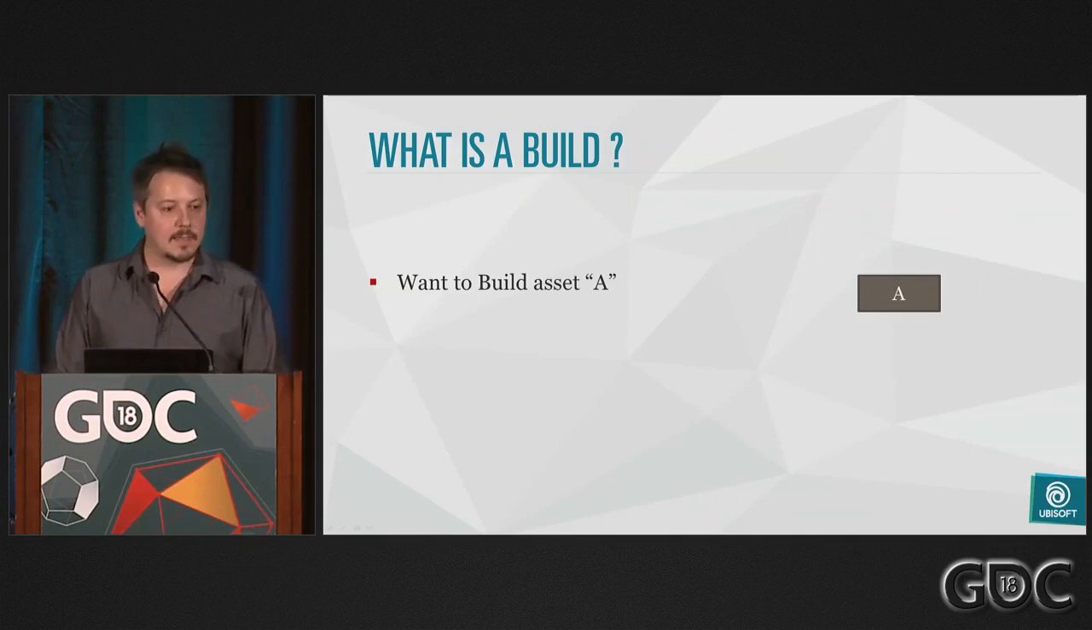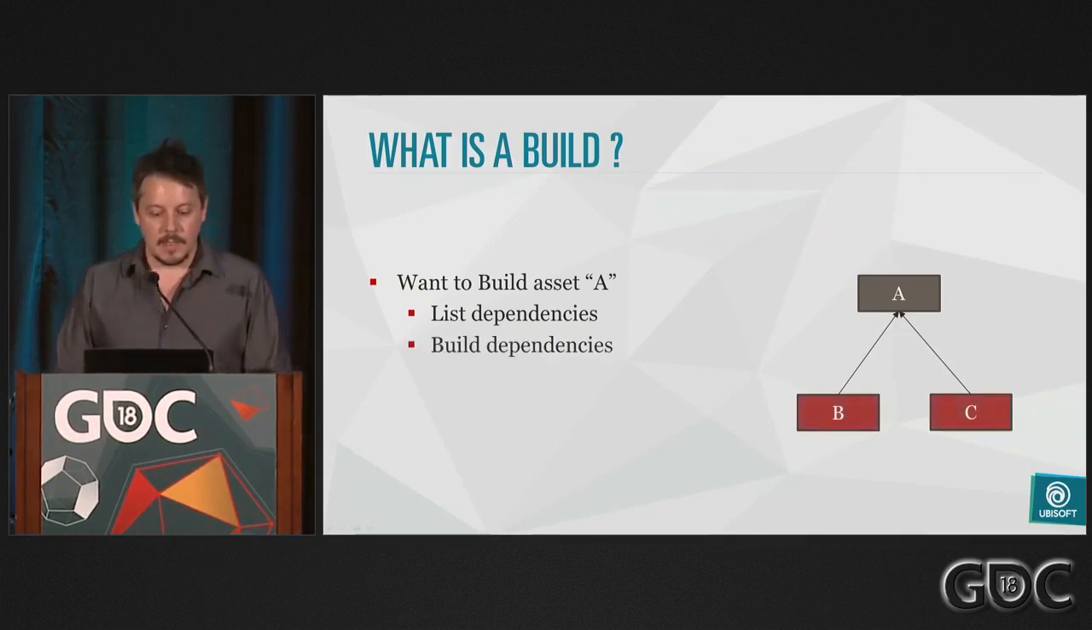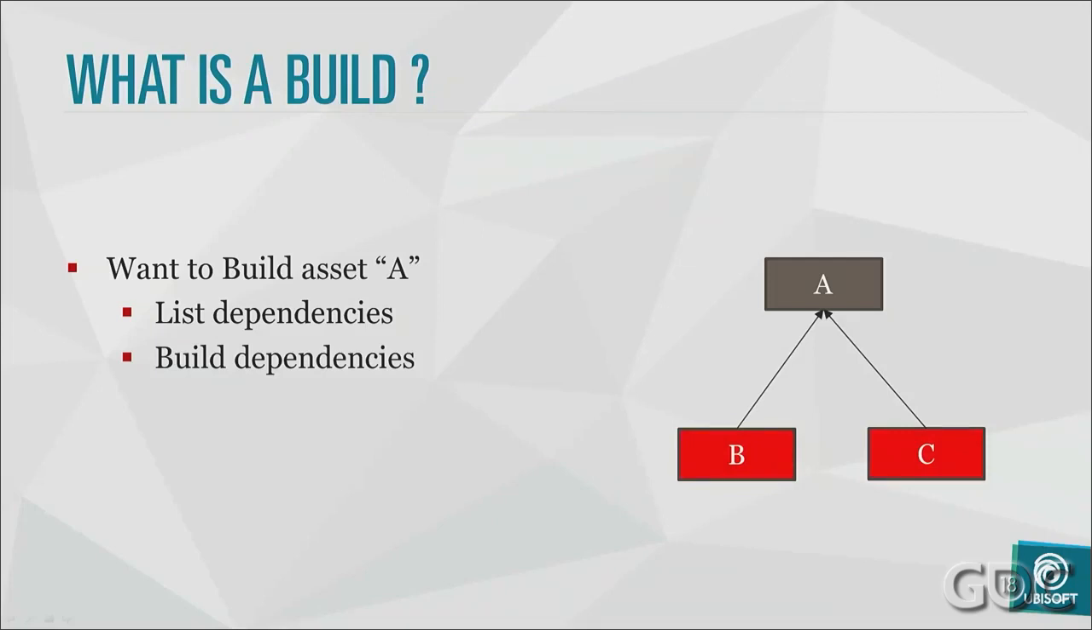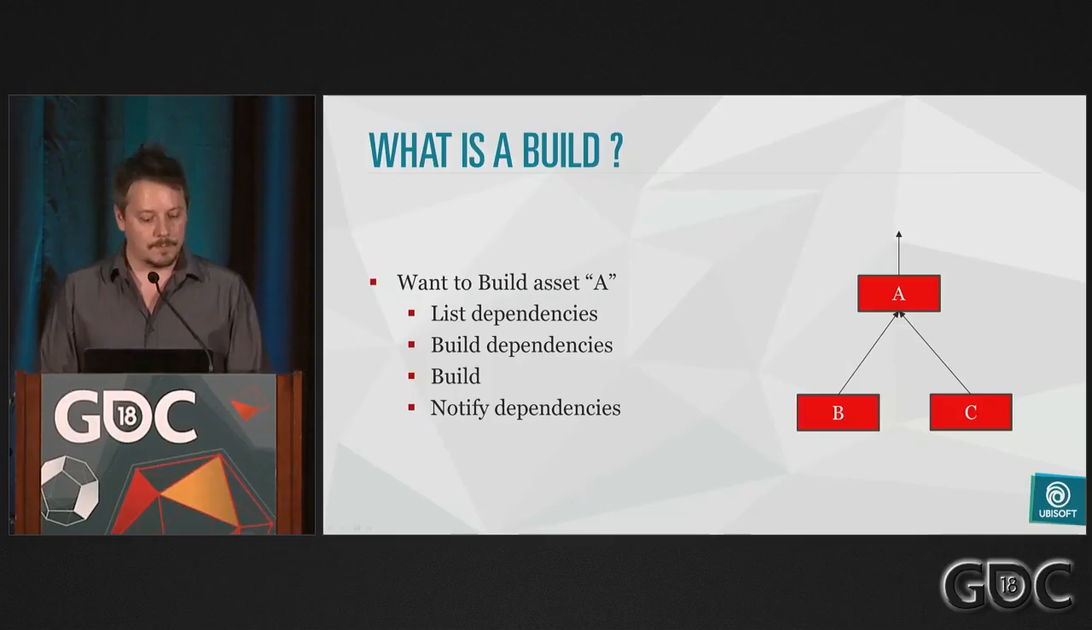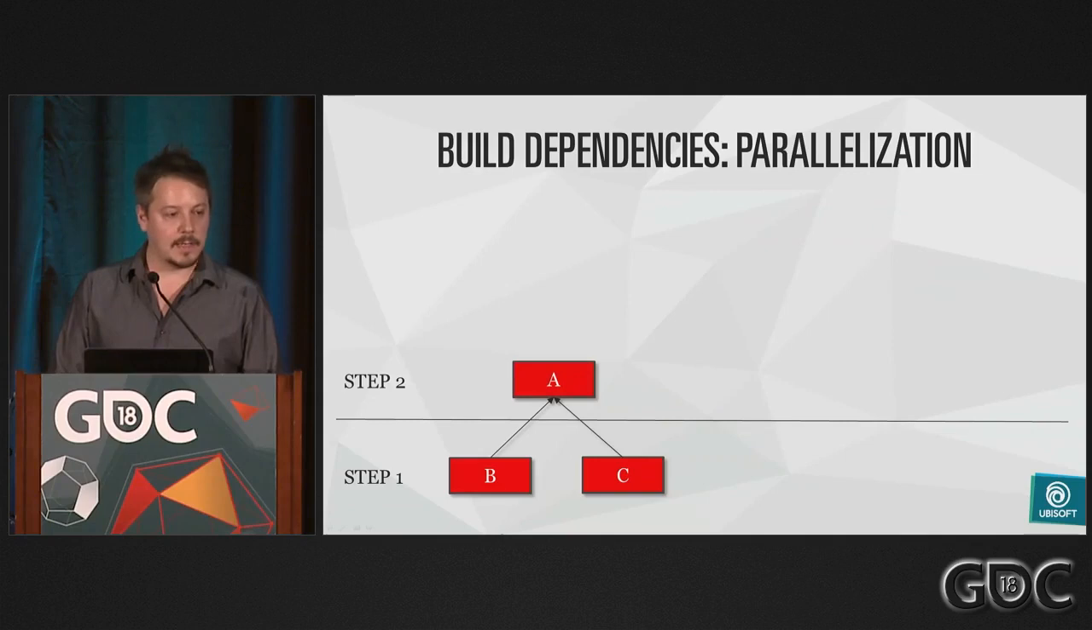Imagine we want to build an asset A. To do so, we first need to list all the dependencies of this asset. Here, let's say it would be assets B and C. Then we have to build those dependencies. Once they're built, we can build our asset. And when this asset is built, we can notify all the dependent assets that our asset is done and can be used. Now imagine we can run this graph on a machine that has several cores. We can build assets B and C at the same time in the first step, and then in the second step, build asset A.